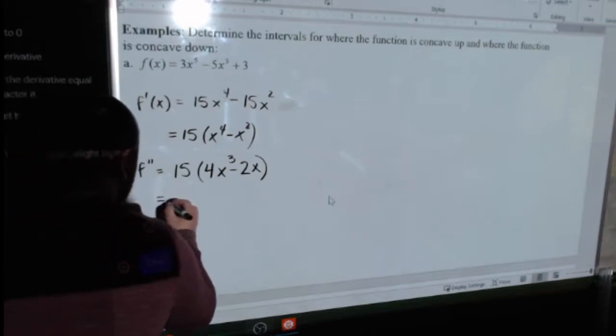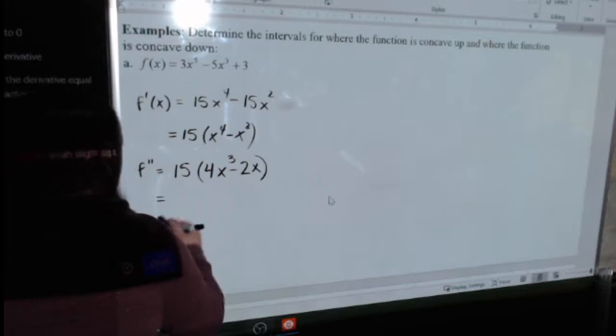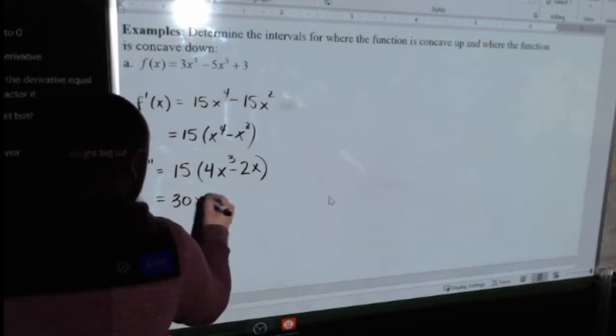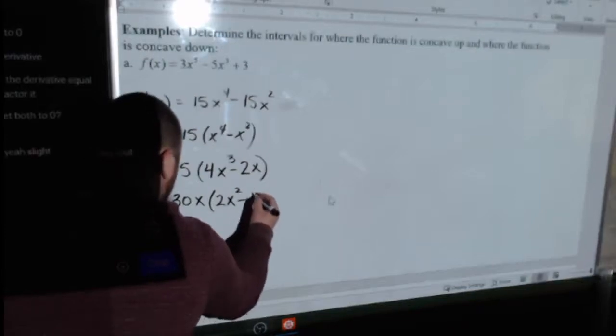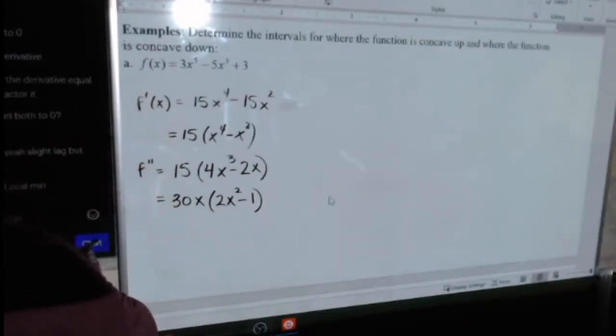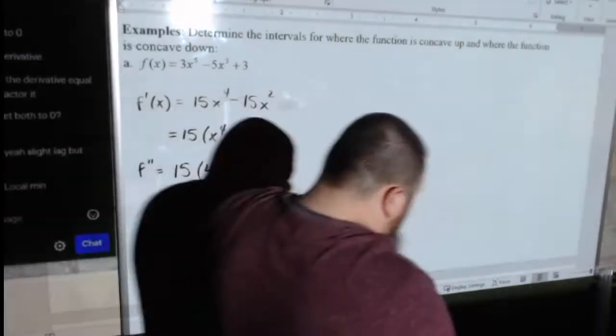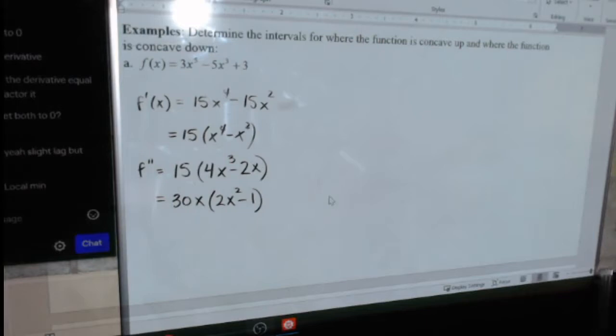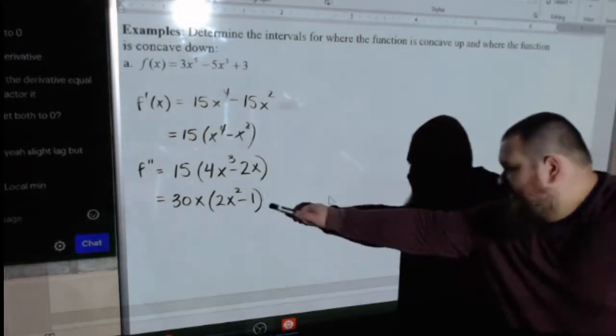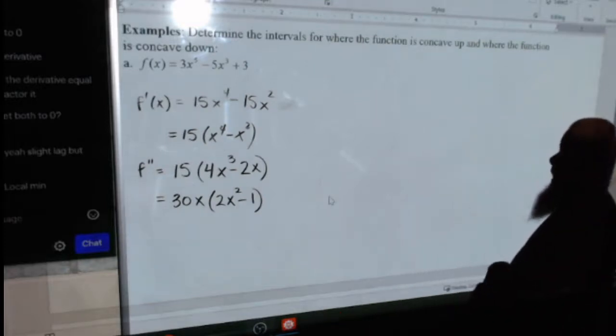And then I might go ahead and maybe factor out a 2 and an x. So I have that. You can again do that any way you like. If you don't like the way my mind works in terms of algebra, feel free to try that a different way. Just make sure you get this guy. So that's my second derivative.